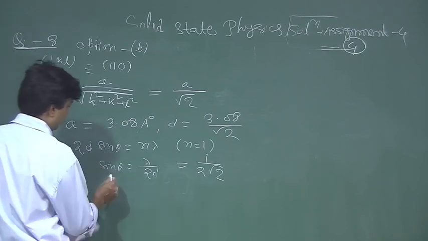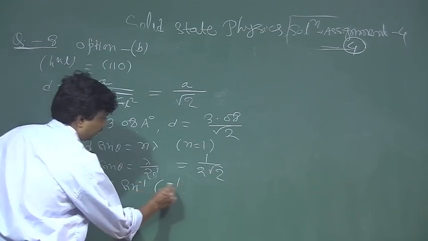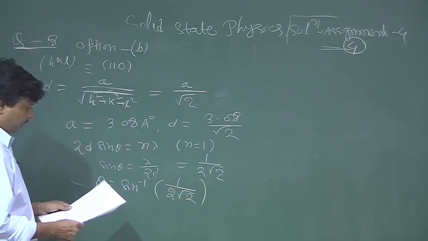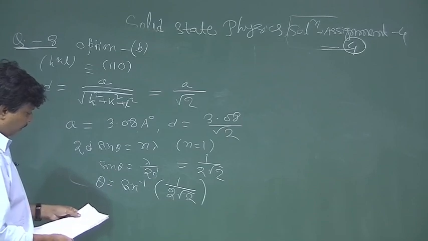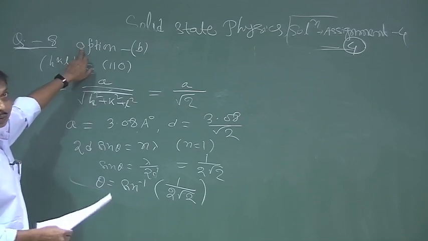After simplifying, you will get theta as sin inverse 1 by 2 root 2. So, theta is equal to sin inverse 1 by 2 root 2, and if you see option B, sin inverse 1 by 2 root 2 is correct. Option B is the correct one.